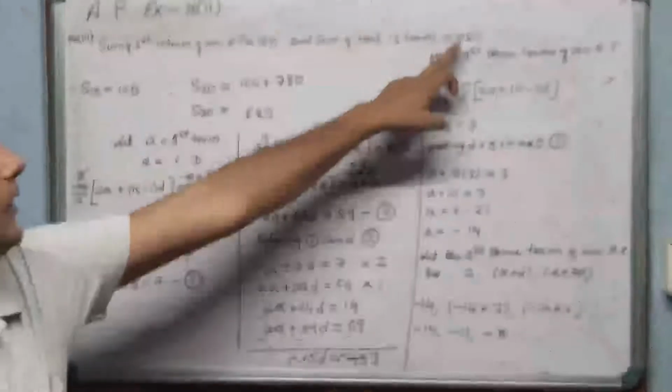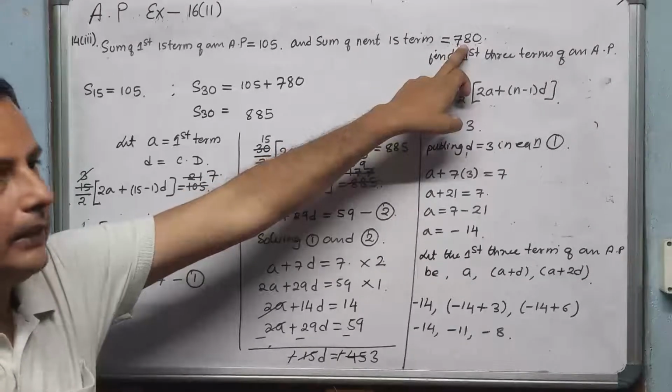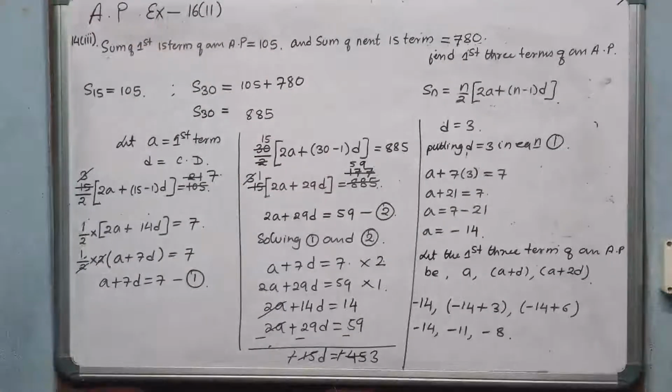I made a mistake over here. I've written 708 over here. It should be 780.